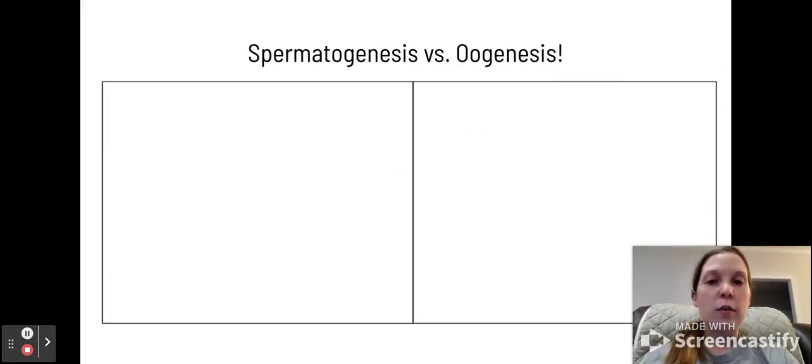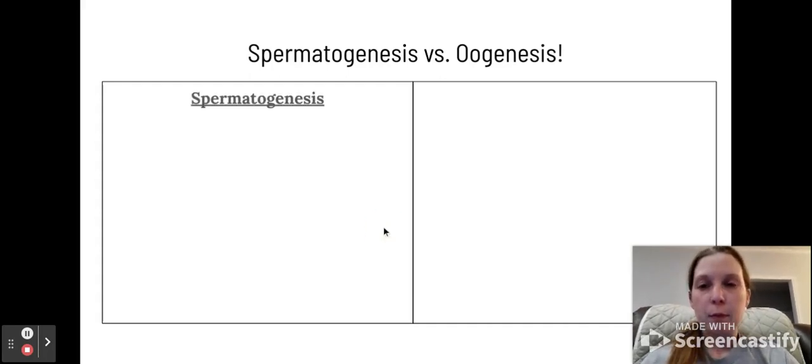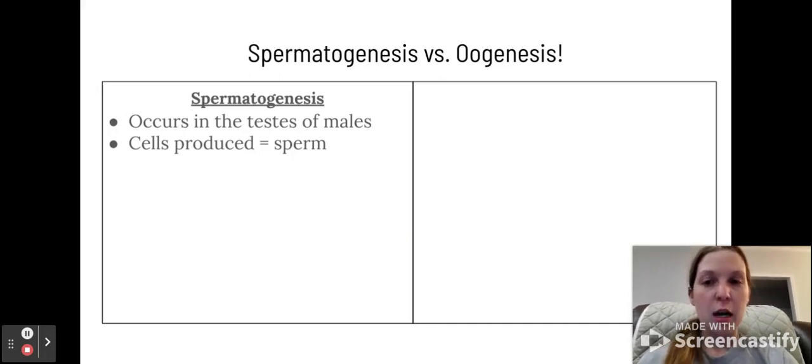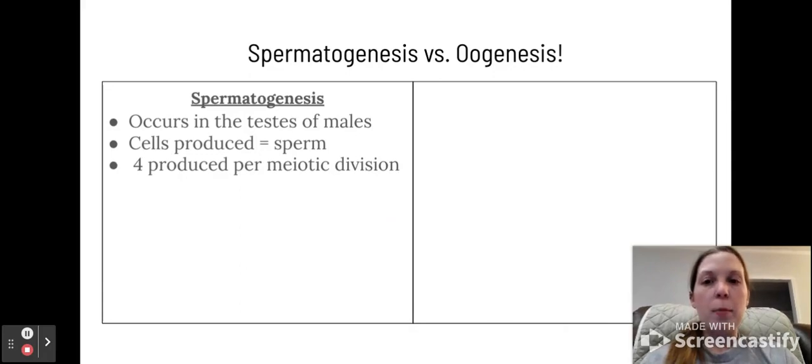Now we can talk about the 2 different types of reproductive cells and gametes in males and females, and basically how they're formed. So we have spermatogenesis and oogenesis. So spermatogenesis, this will occur in the males, and this will produce the sex cell for males, which is sperm. 4 are produced per meiotic division.